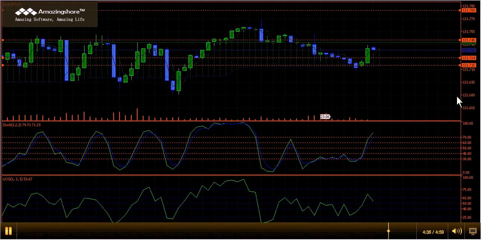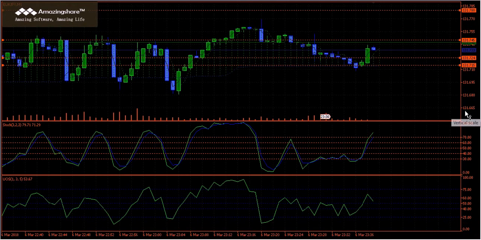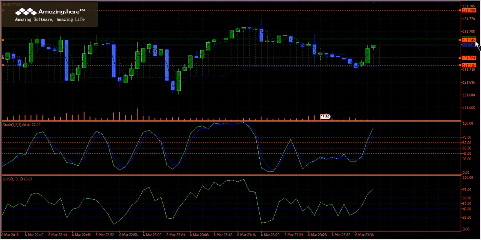Hopefully we'll get up to a 131.78 area. Any break above this 131.74.5, we would look to take profit.